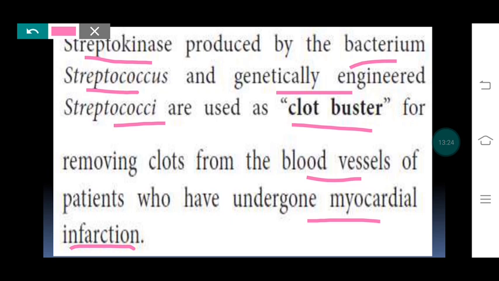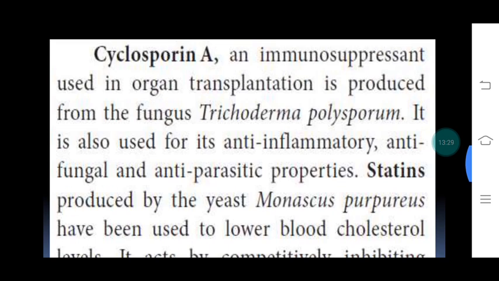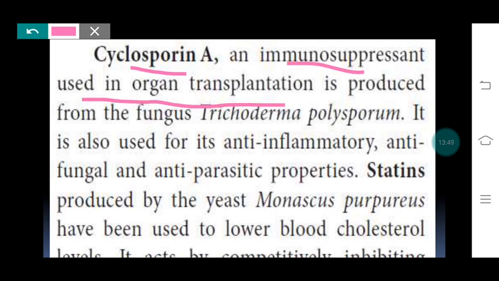And next one here, we will study about some antibiotics as well as some microorganisms related to chemicals. Now here, next one is cyclosporin A. Now cyclosporin A is also called an immunosuppressant, that is used in organ transplantation. Now here, immunosuppressant means if an organ is getting transplanted from one person to another, sometimes there may be some allergic reaction.